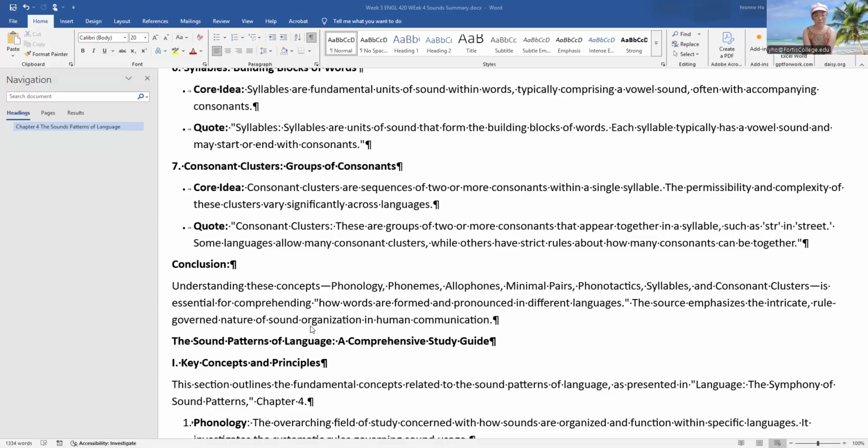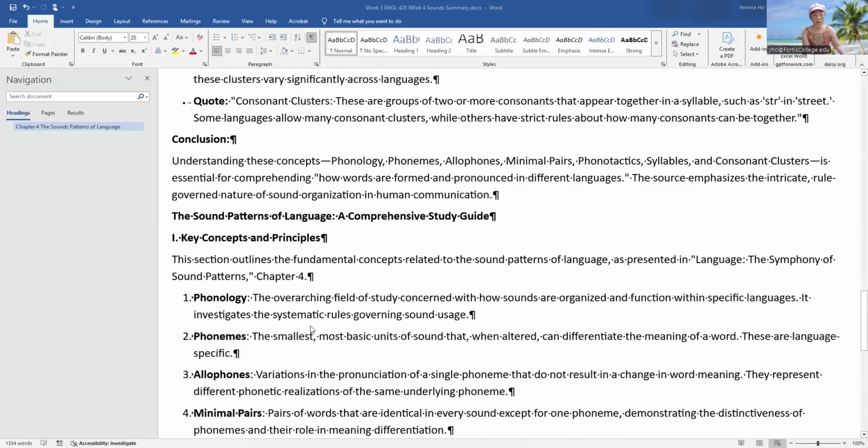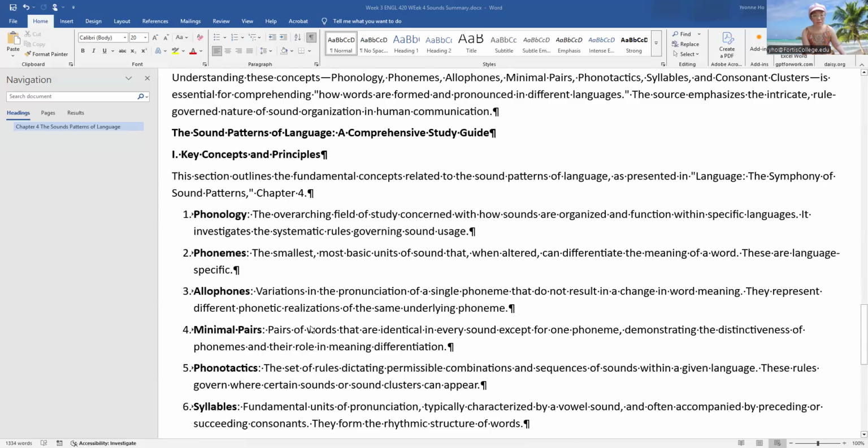Understanding these concepts of phonology, phonemes, allophones, minimal pairs, phonotactics, syllables and consonant clusters is essential for comprehending how words are formed and pronounced in different languages. And so this chapter emphasizes the intricate rule-governed nature of sound organization in human communication.